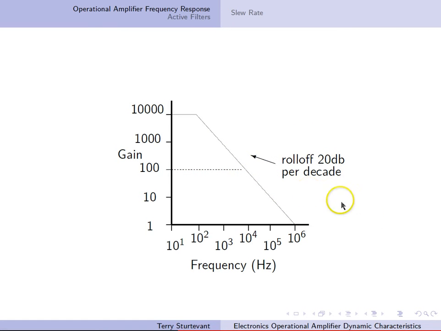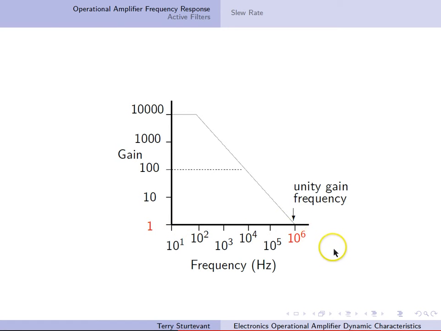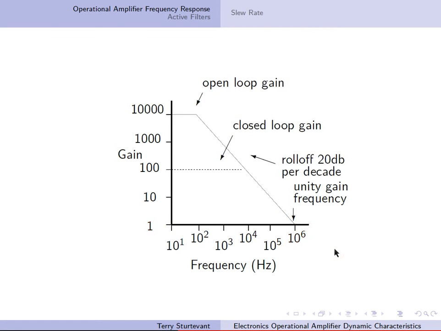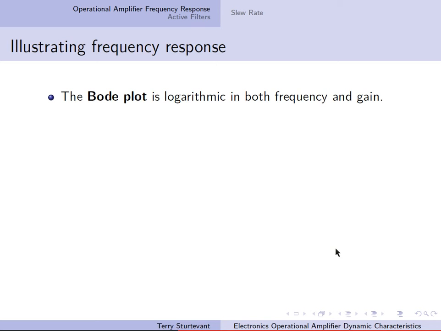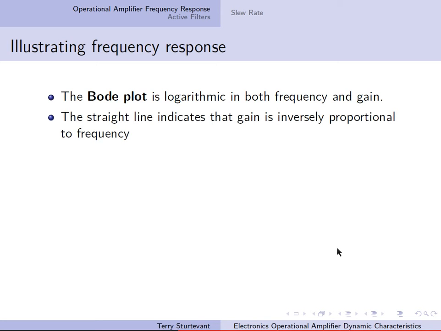The rate of this roll-off is 20 decibels per decade. The frequency at which the gain is 1 is called the unity gain frequency. A Bode plot is logarithmic in both frequency and gain, as in the graph that I just showed you. The straight line indicates the gain is inversely proportional to frequency, so the gain is proportional to 1 over f.